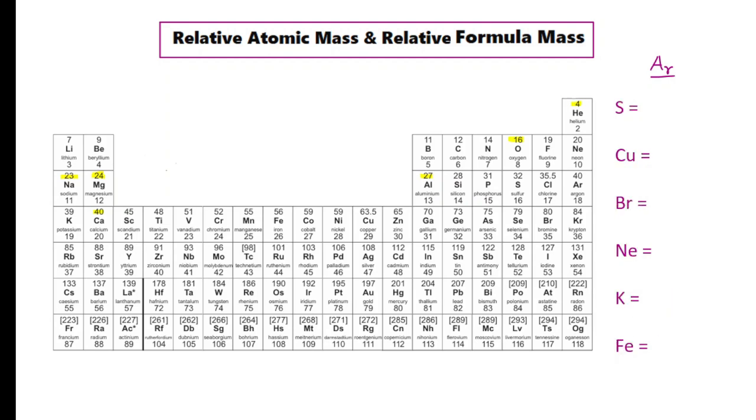Here are some other elements. Please pause the video and find the values of Ar. You can use your own periodic table, or you can use the one on the screen. Here are the answers. Sulfur is 32. Copper is 63.5 because of the isotopes, so you have a decimal there. Bromine is 80, neon 20, potassium 39, and iron 56.